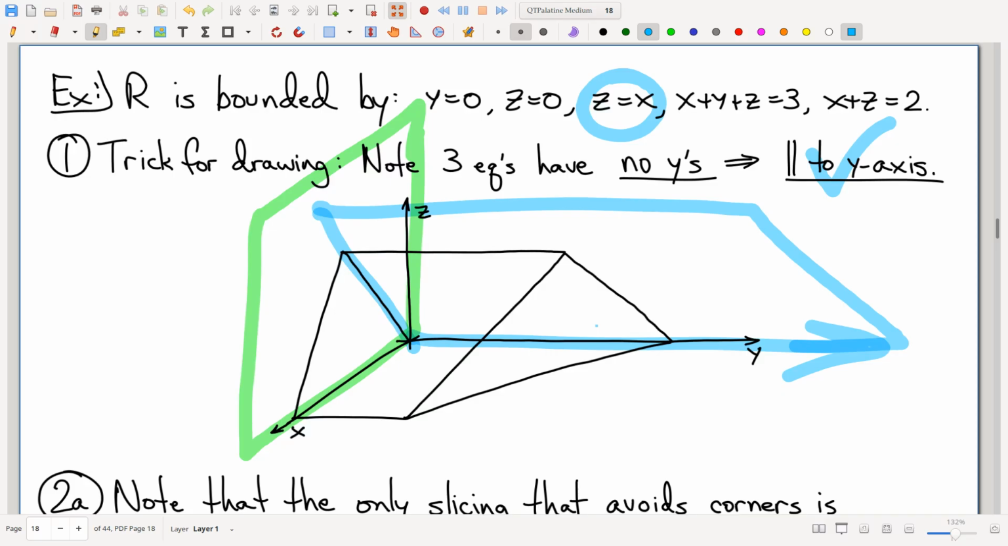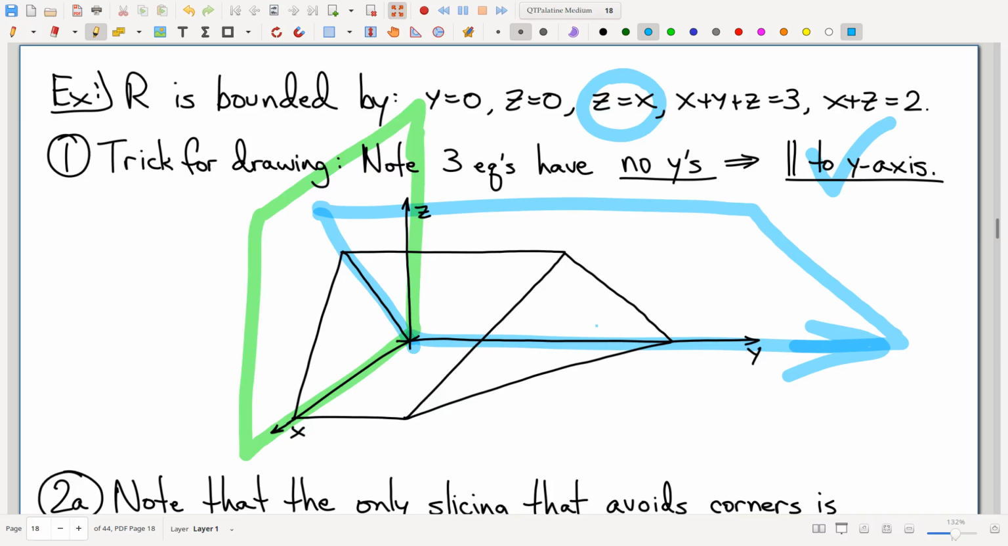And I like to think of this myself as, you draw the line in the xz plane, and then you just imagine taking that line and dragging it in the y direction, because in fact your result is parallel to the y-axis. So that's one way to think about it.